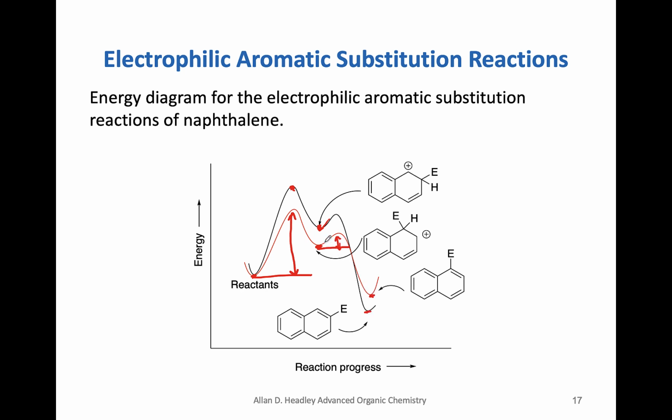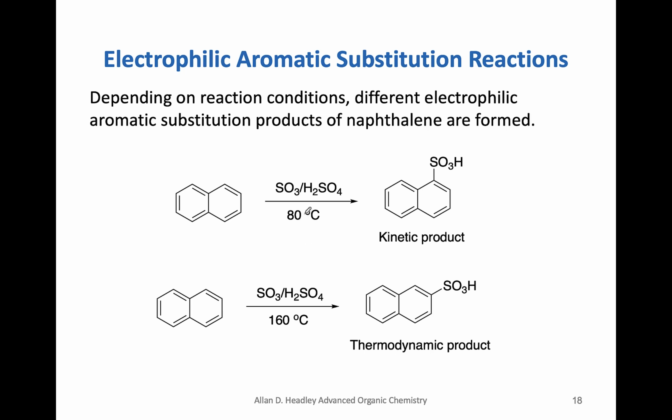So conclusion, based on this slide here, to form the kinetic product, low energy is required, low temperature. To form the thermodynamic product, higher energy, higher temperature, more energy is required. This next slide gives a more specific example. So at a low temperature, the sulfonation of naphthalene will occur in the alpha position, and that is the kinetic product because it's the lower temperature.